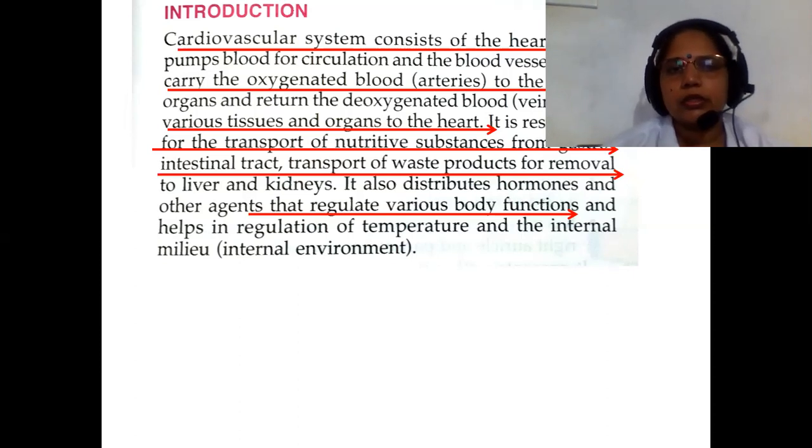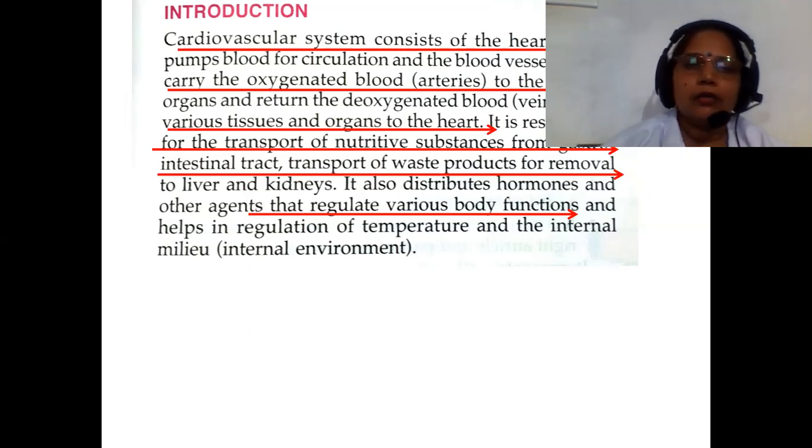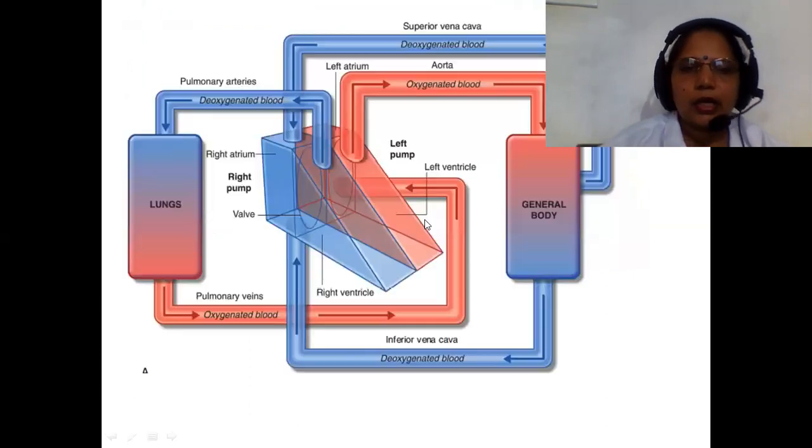Next, what is the function? The cardiovascular system is responsible for transport of the nutritive substances from the GIT, and transport of waste products for removal to the liver and kidney. It also distributes hormones and other agents, regulates various body functions, and helps in the regulation of the temperature and the internal environment.